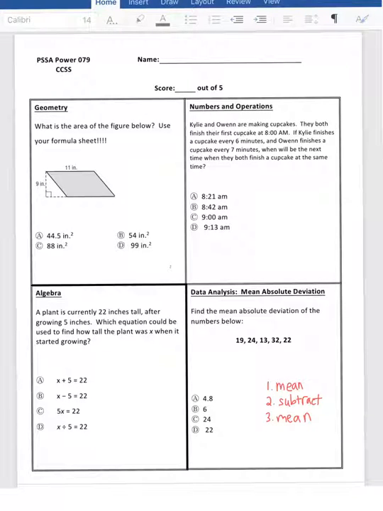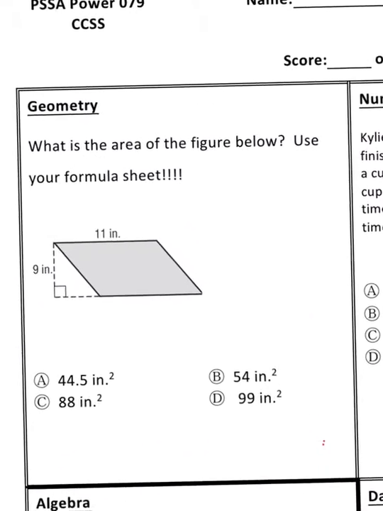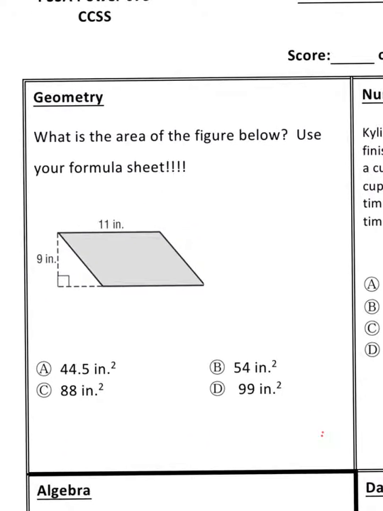Okay, time to do PSSA Power 79. You should already have it done, and you should just be making some corrections. So we are going to start with finding the area of this figure. Now, make sure you write the formula, substitute, and solve. If you didn't already, do it now with me.